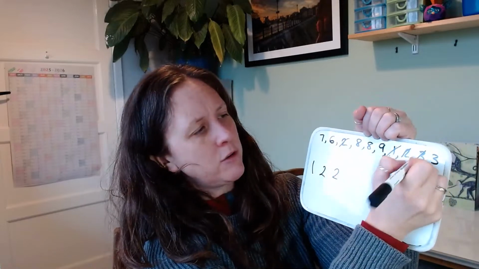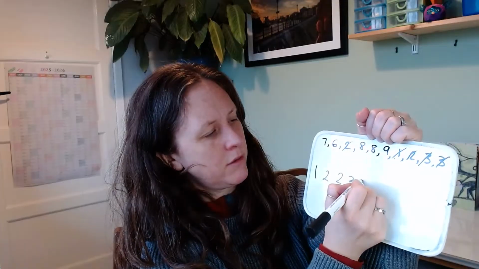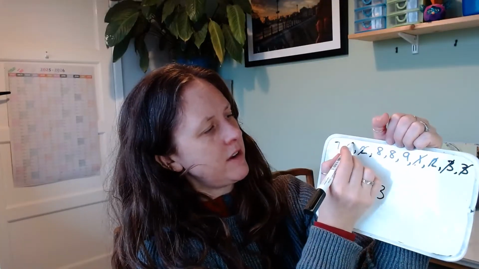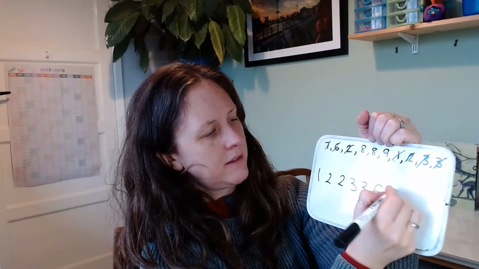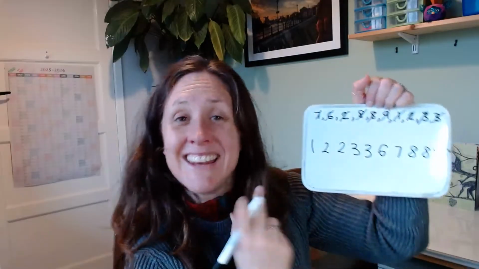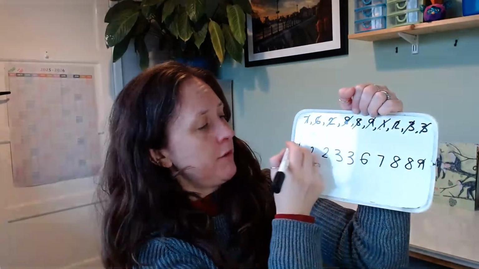Then I've got 3 twice. So I'm going to put 3, 3. Then I've got 6 and 7. Followed by 8, 8, 9. Now I can find my median by crossing off to get to the middle.